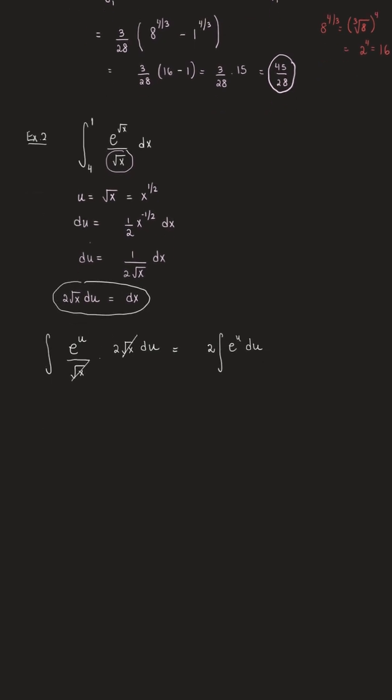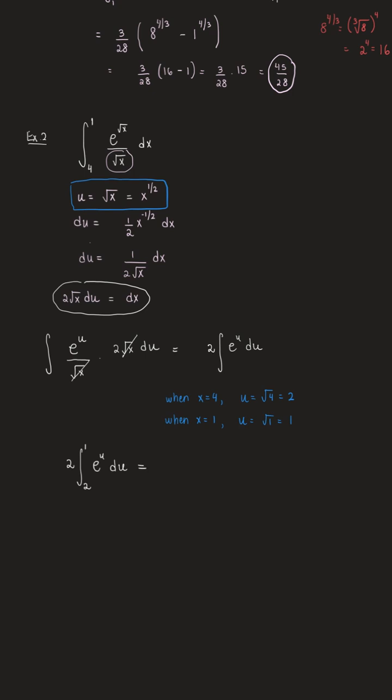I'm going to go ahead and transform the limits of integration now, using our original substitution to transform the limits of integration to be in terms of u. So when x was 4, u is the square root of 4, which is 2. That's our lower limit of integration. And when x is 1, the upper limit of integration, u is the square root of 1, which is 1. So we can rewrite our u integral as 2 integral, lower limit is 2 to 1 of e to the u du.